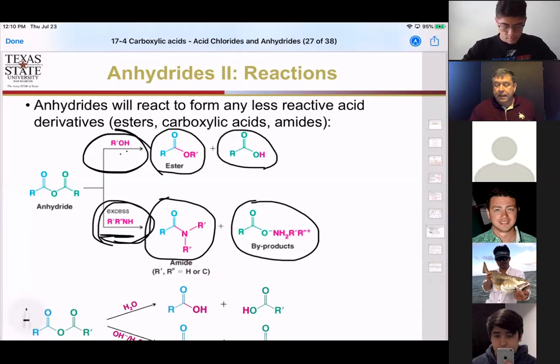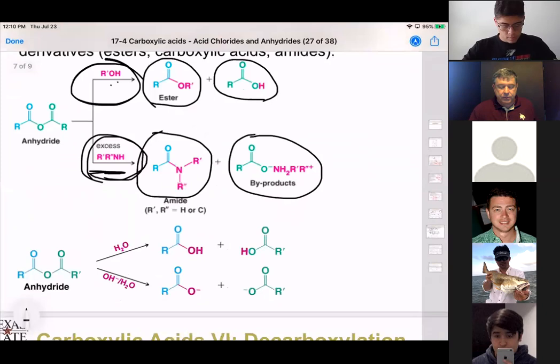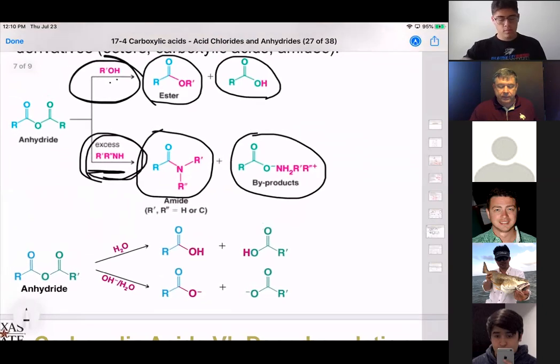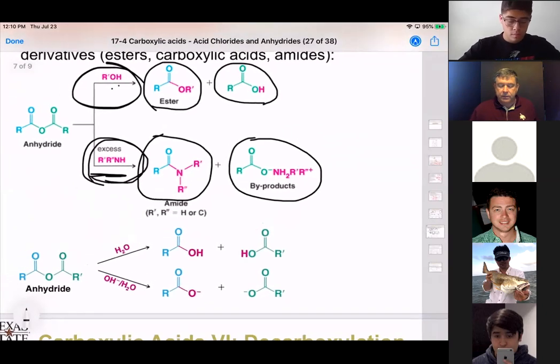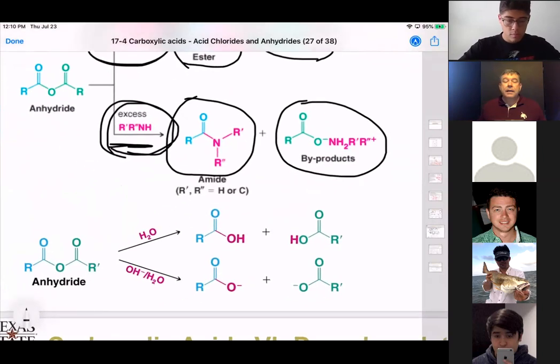Okay. And of course, our last reaction available to us really doesn't get us very far. It just gets us back to our carboxylic acids. In the use of just water, we'll end up with two equivalents of carboxylic acids because we have two protons to allow us to do that. In the case of base, we will end up with two carboxylate anions because it is deprotonated by the base as soon as it hydrolyzes.